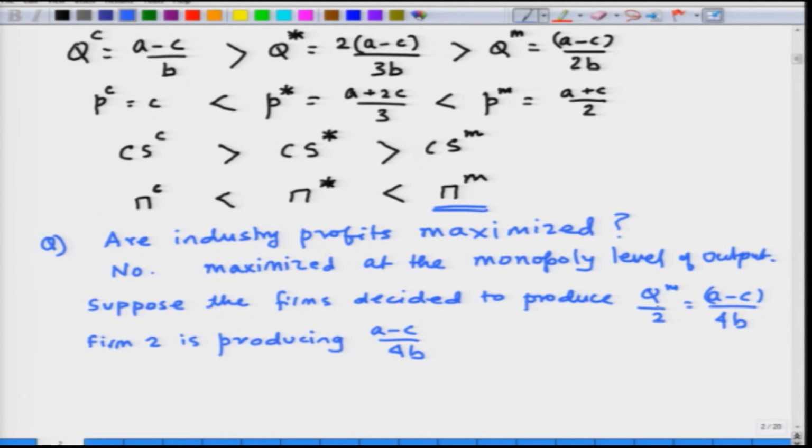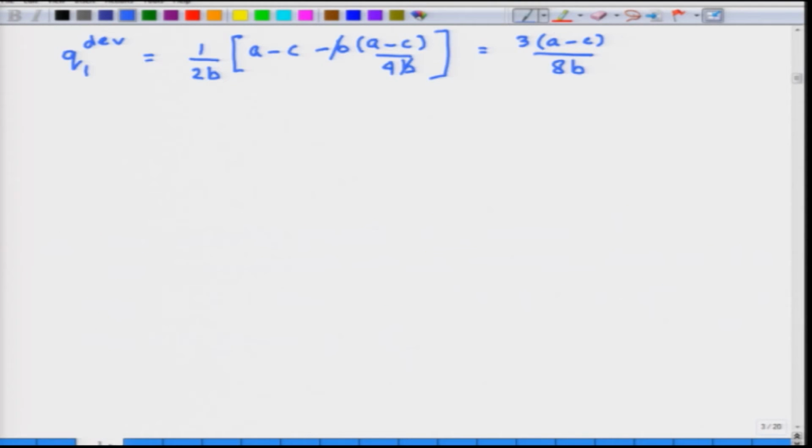When we said that the two firms are producing half of the monopoly output, even if firm 2 were to honor its word, firm 1 has a strictly profitable deviation and chooses an output from its best response function, and that output turns out to be 3 times (A minus C) by 8B. Now, let us ask, with this output what is the total quantity produced? So, you have Q1 deviation plus firm 2's output, which is half of the monopoly output, adding up to 3 times (A minus C) by 8B plus (A minus C) by 4B.